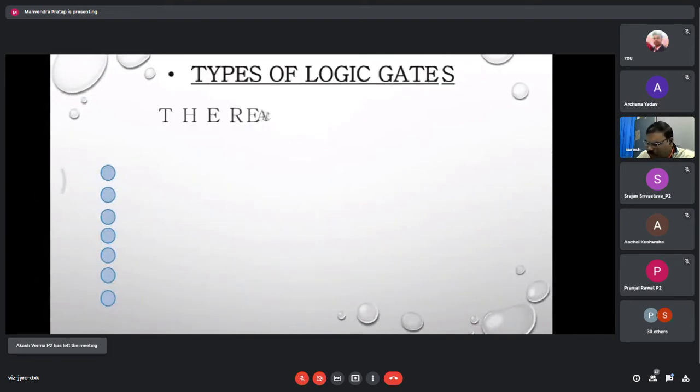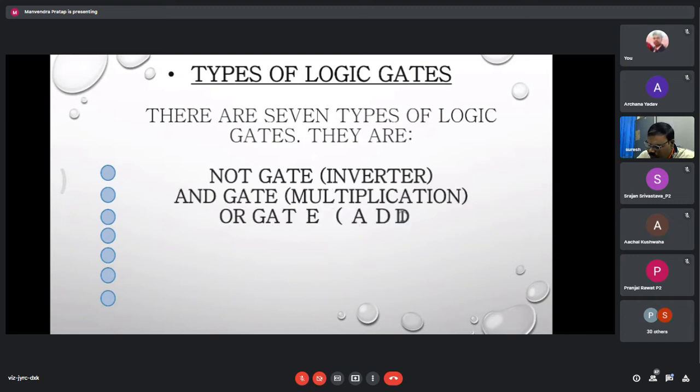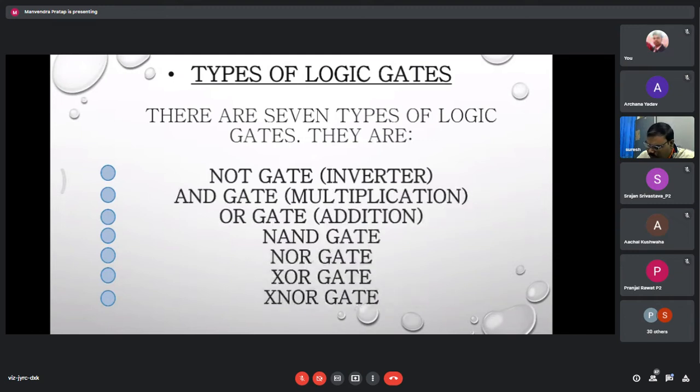Now let's discuss the types of logic gates. There are 7 types of logic gates. They are NOT gate, which is also called inverter, AND gate, which is also called multiplication gate, OR gate, also called addition gate, NAND gate, NOR gate, exclusive OR gate, and exclusive NOR gate.